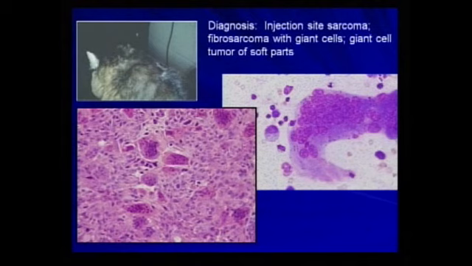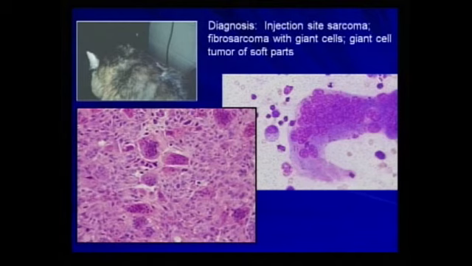Other things that you would want to put in there would be a fibrosarcoma, and then of course the giant cell tumor of soft parts, which histologically this most represents, because we have that combination of uninuclear fibrocytic or histiocytic-like cells, and then these large neoplastic cells with numerous small nucleoli.